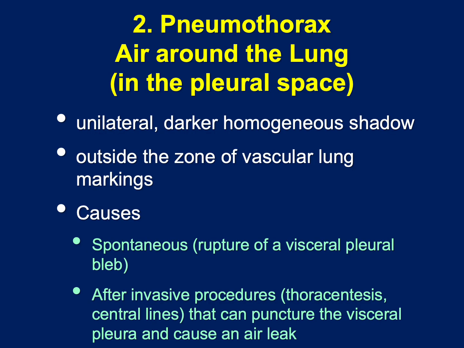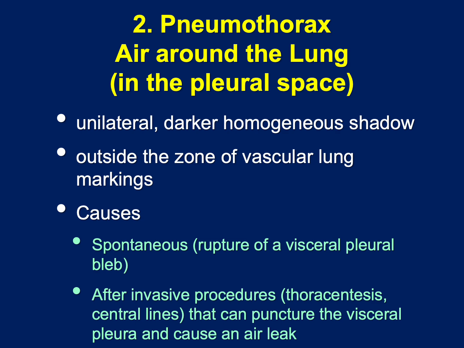If we think about our case, our lady could easily have had a pneumothorax. She is a smoker and she's young. She has been coughing for a few days now. Pneumothorax is defined as air around the lung in the pleural space. It is seen as a unilateral, darker, homogeneous shadow outside of the zone of vascular lung markings, as we'll show you in a second. Causes of pneumothorax could be spontaneous, such as rupture of a visceral pleural bleb, or more commonly after invasive procedures, such as thoracentesis or central lines that are generally done in a healthcare facility.